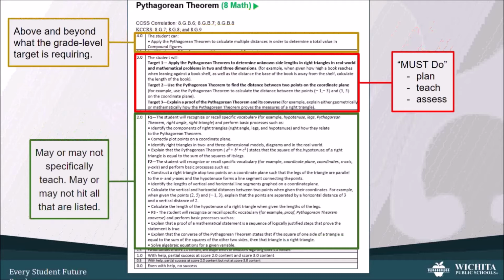Again, the 3.0 verbiage is the student will do this. We need to make sure we are teaching, planning, assessing everything to this level 3. The level 4 that's listed on your scale is one option. There are obviously other options and other ways for students to demonstrate that they have fully mastered the level 3 and can go above and beyond the grade level target.